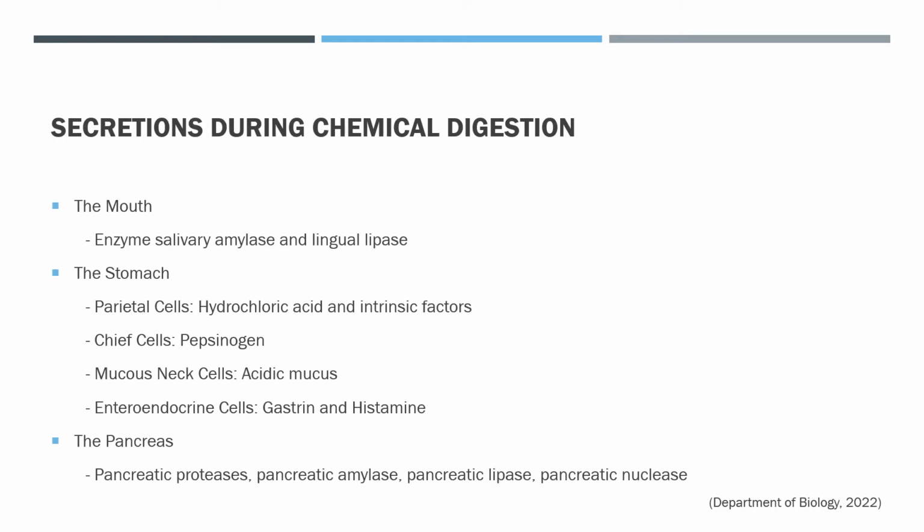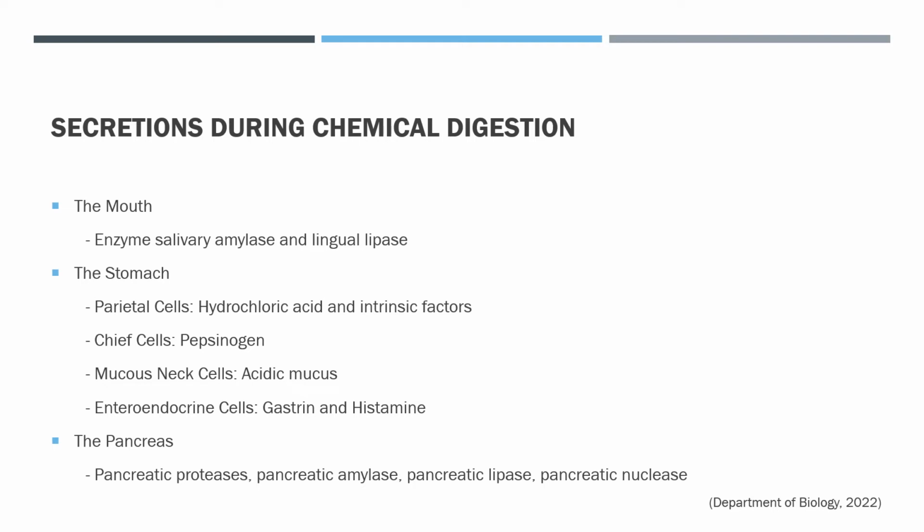Now that we have an overview of what chemical and mechanical digestion is, let's begin to look at the primary secretions that occur in chemical digestion. Chemical digestion starts in the mouth, where the enzymes salivary amylase and lingual lipase are secreted to begin the breakdown of carbohydrates and fats. In the stomach, secretory cells aid in chemical digestion.